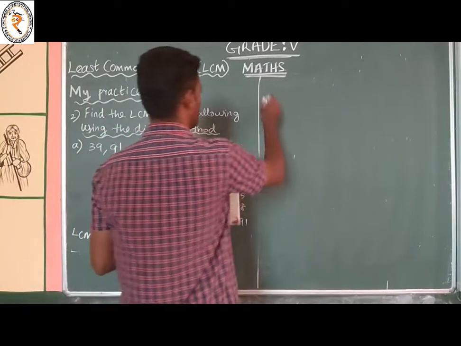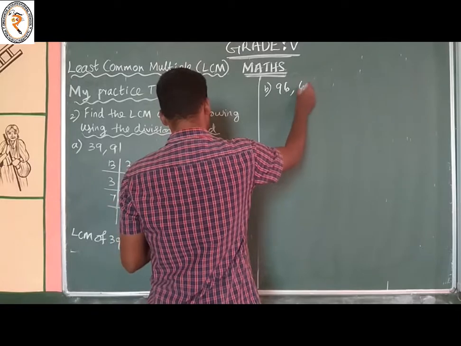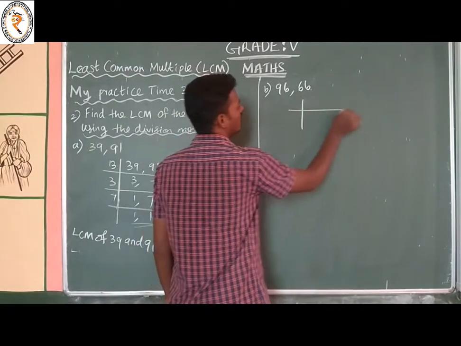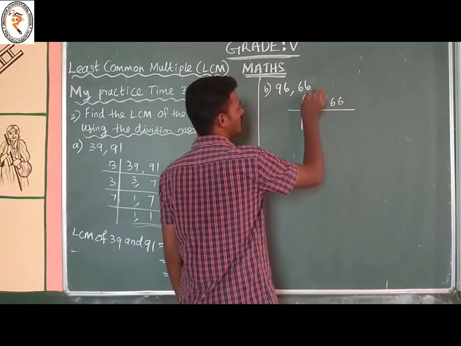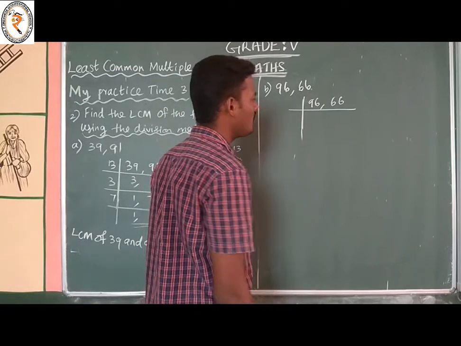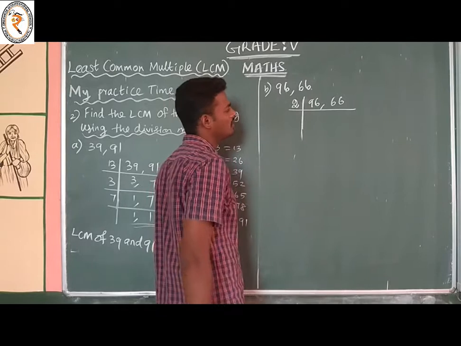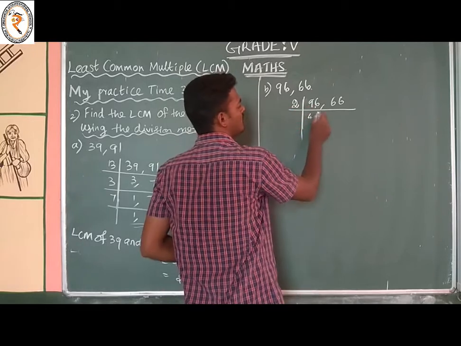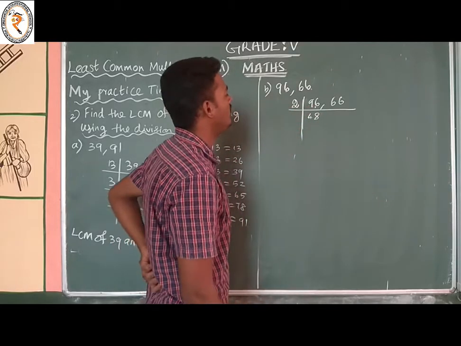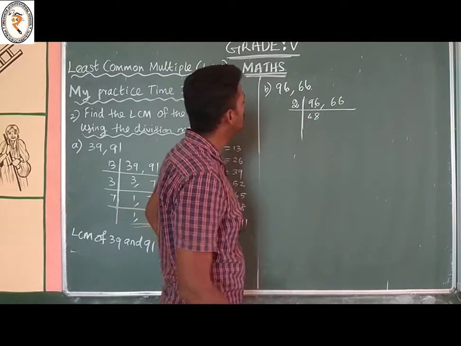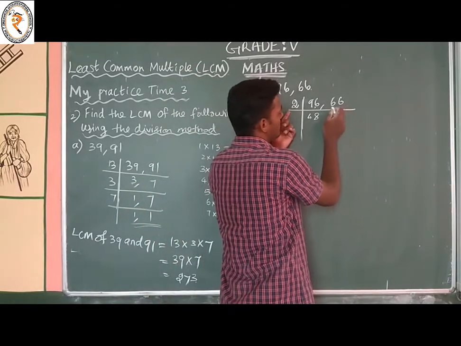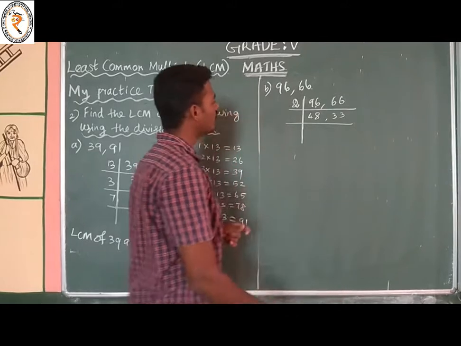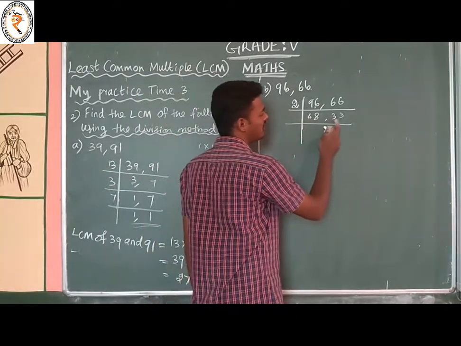Second sum, question number B: 96 and 66, using the division method. 96 is an even number, 66 is also an even number, so we divide in the second table. 96 in the second table comes 48 times, and 66 comes 33 times. Next, 48 is an even number, 33 is an odd number.